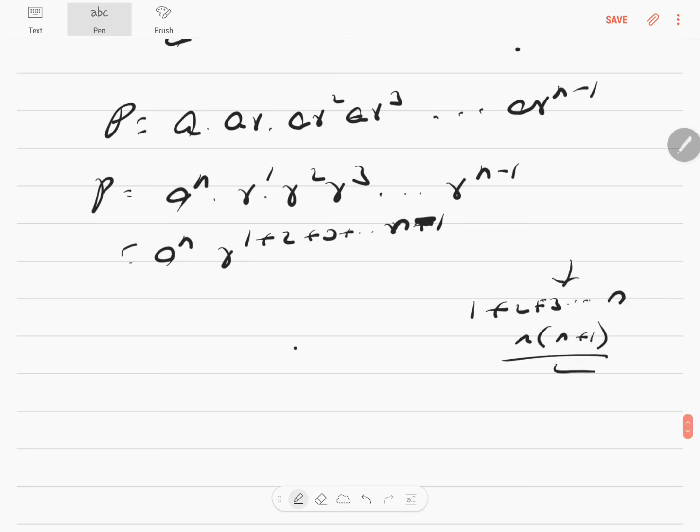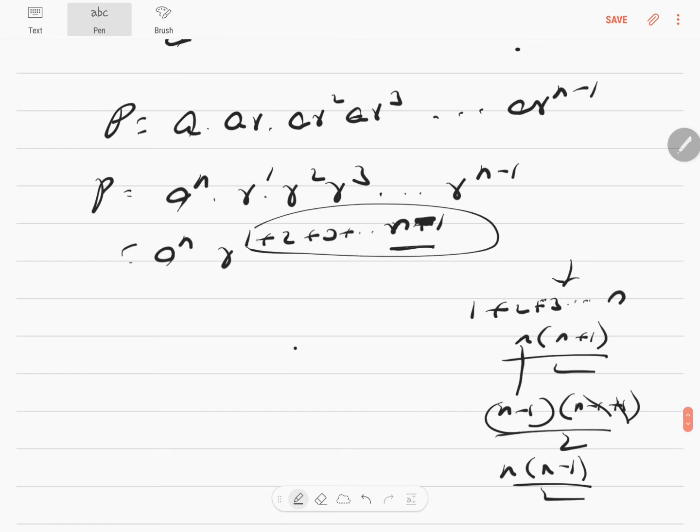Sum of n terms is n by 2 into a plus l, sum of n terms of an AP. This is an AP, common difference is 1. But here there are 1 to n minus 1 terms. So instead of n, putting n minus 1 into n minus 1 plus 1 by 2 gives n into n minus 1 by 2. So the sum of this is n into n minus 1 by 2.